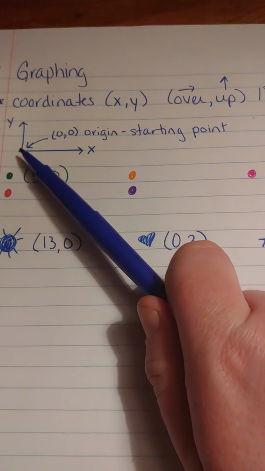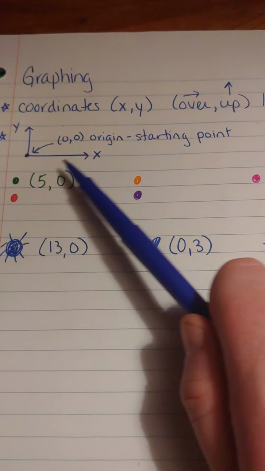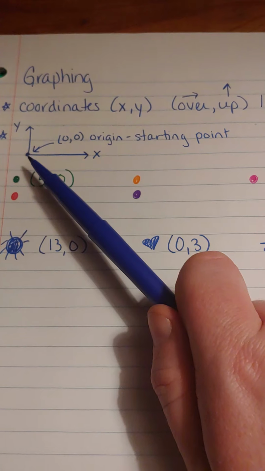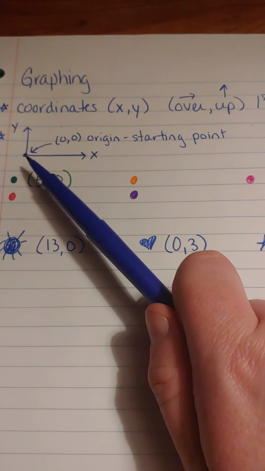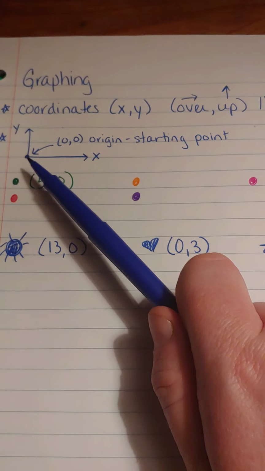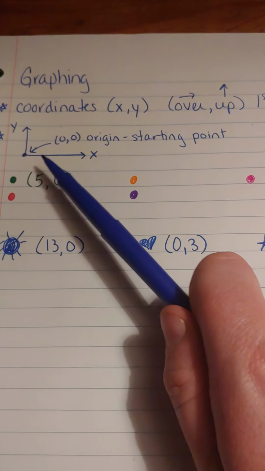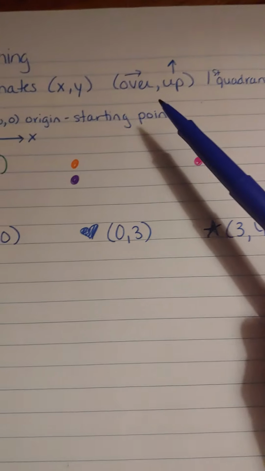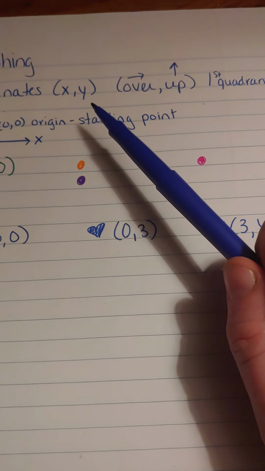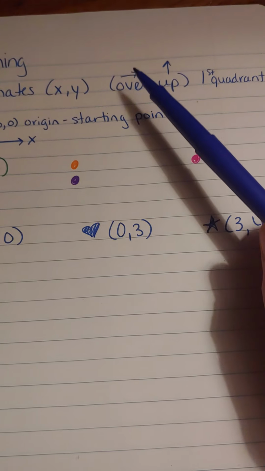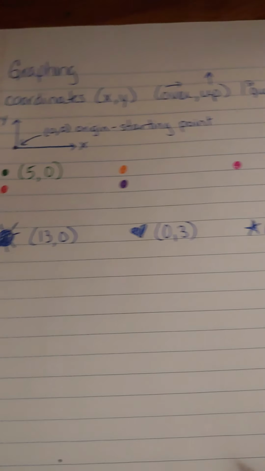a place called the origin. The origin is where your x and your y-axis meet. And that point is 0, 0. It's your origin, it's your starting point. And when we're graphing coordinates within the first quadrant, we are going to go over and then we're going to go up. So x, y: x tells you how many places to move over, and then the y coordinate tells you how many places to go up.